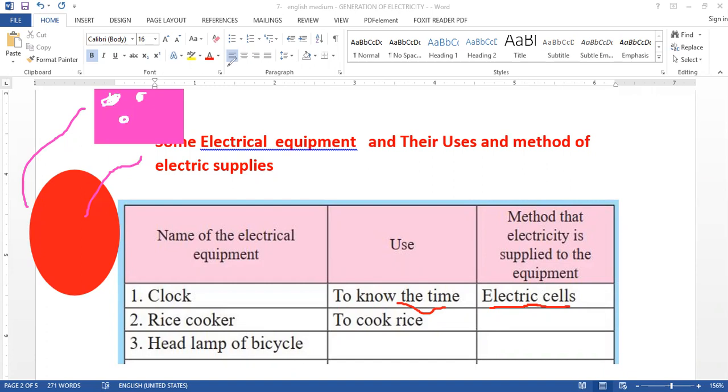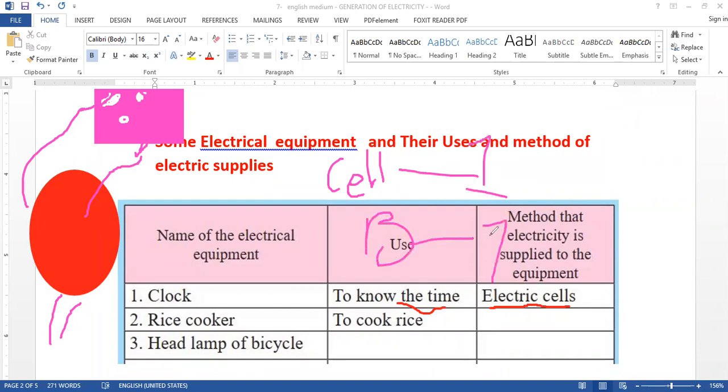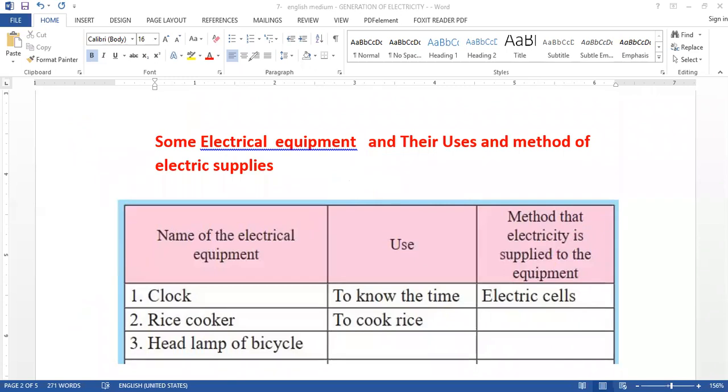No. If you plug it like this, it never works. Actually, you use one cell, the battery you buy at the shop. I can't say battery. A cell is different from a battery. Don't confuse cells and batteries. A cell means one; a battery means more than one. We'll talk about that later.